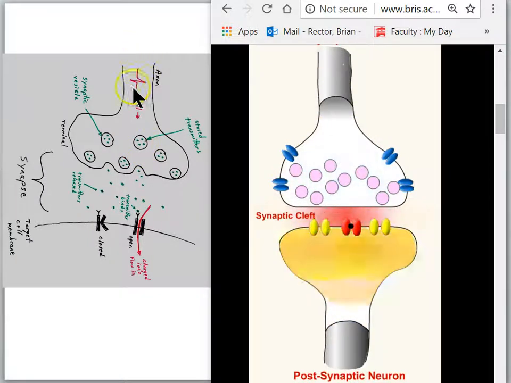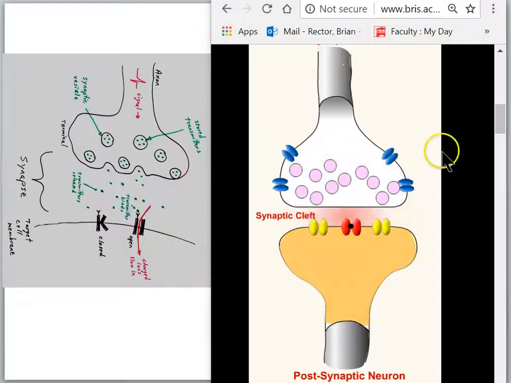So when an electrical signal arrives at the terminal, the vesicles fuse, neurotransmitters are released, they diffuse across the gap, the space here, they bind to protein receptors on the membrane of the target cell, open channels, ions go rushing in, and that's an electrical signal in the target cell. If positive ions go in, it's going to tend to excite the cell. If negative ions go in, it will tend to inhibit the target cell.